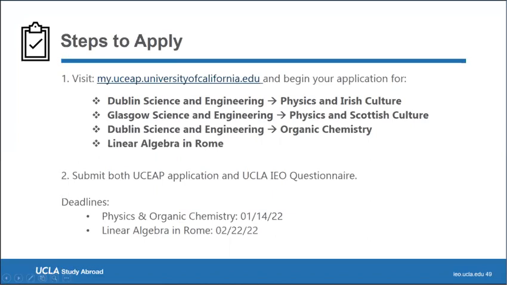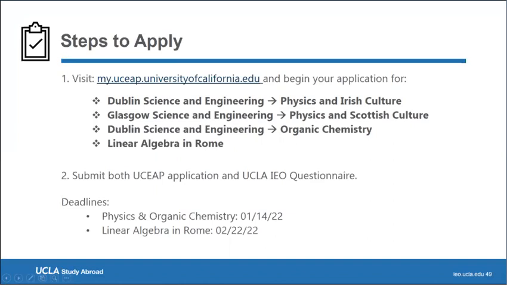To successfully complete your application, you must submit both the UCEAP application and the UCLA IEO questionnaire. Both are located within the UCEAP portal. The questionnaire is located within the instructions and requirements. And as a final step, if any one of these is missing, the application will be incomplete.